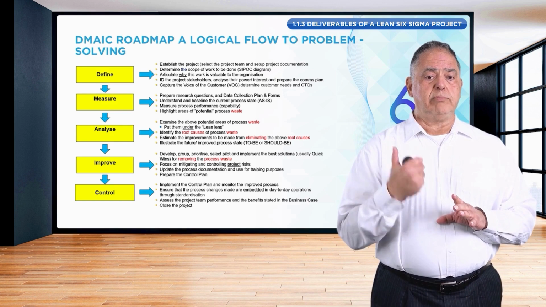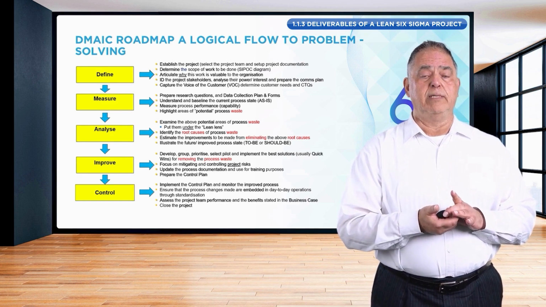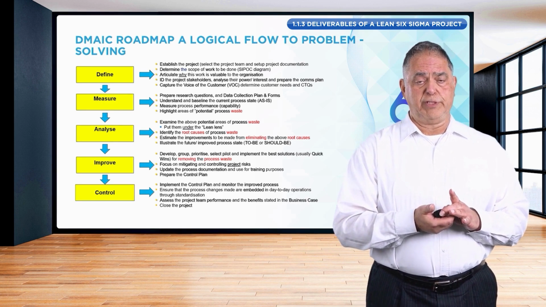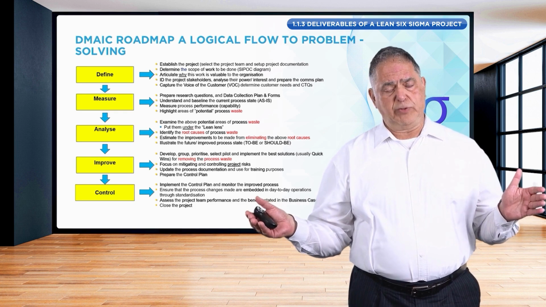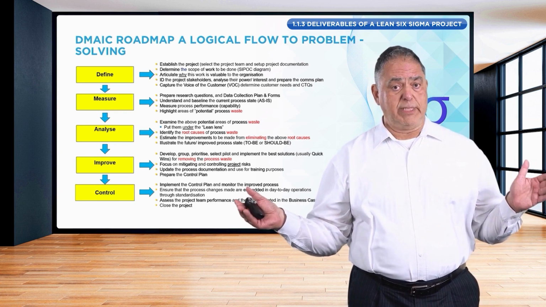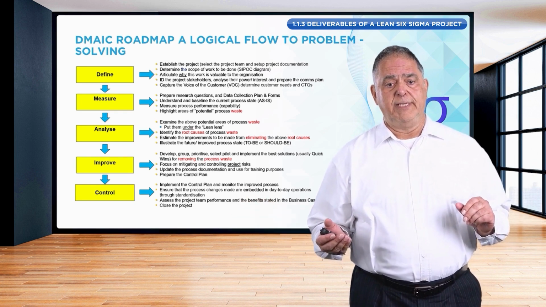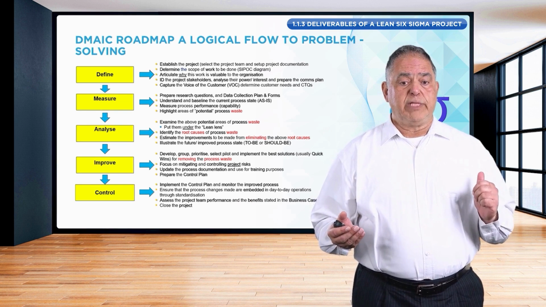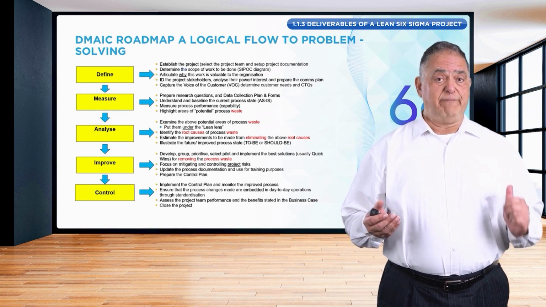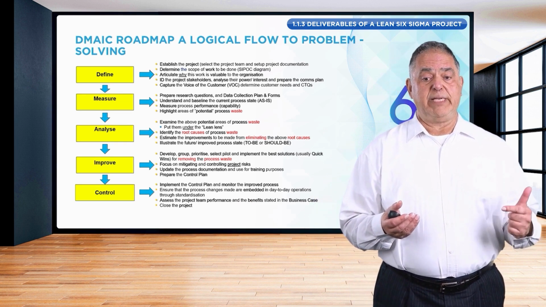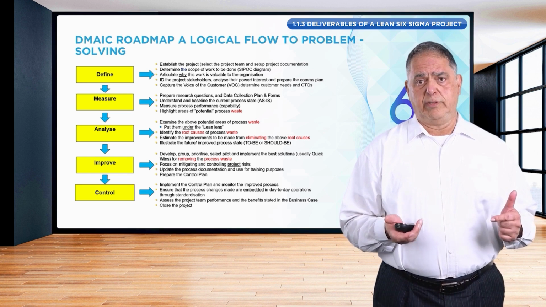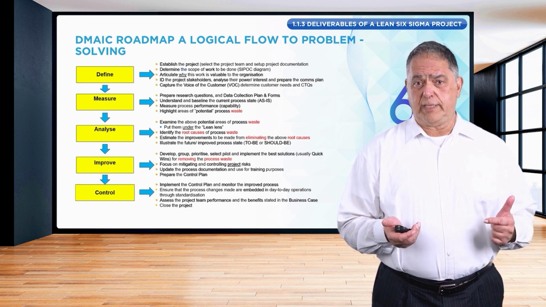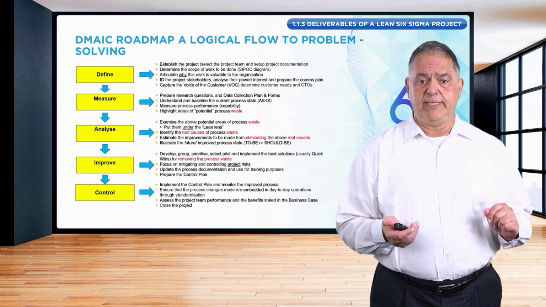So we implement the control plan and we monitor the improved process for a short period of time, typically a few weeks, let's say 4 weeks. We make sure that the process changes that have been made have been embedded in day-to-day operations, and we achieve this by standardizing the improved process.